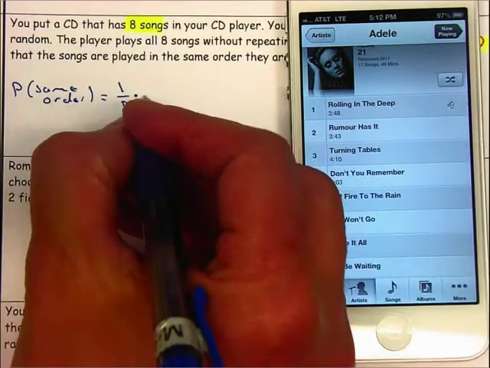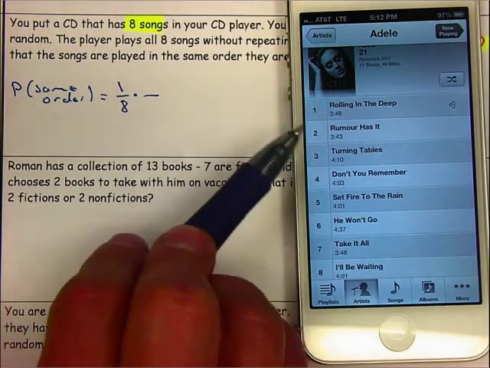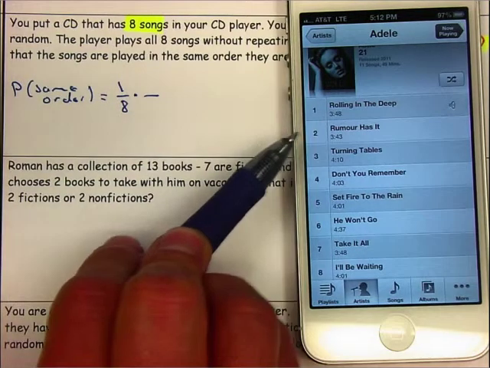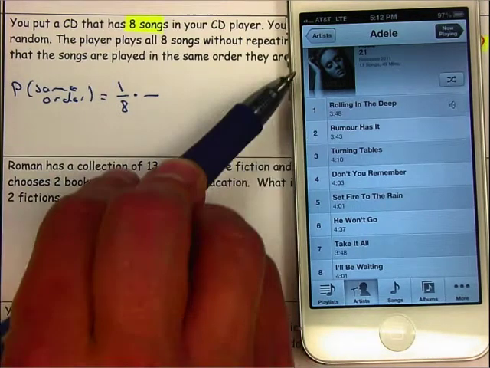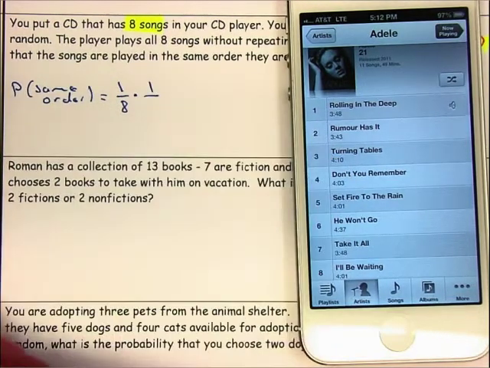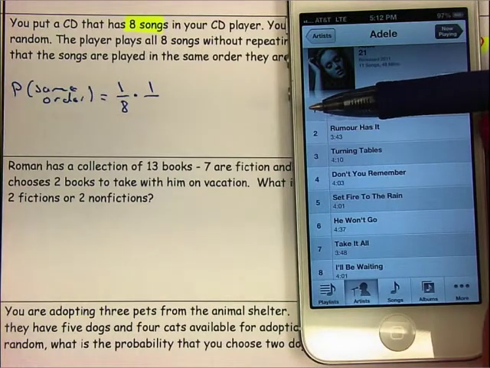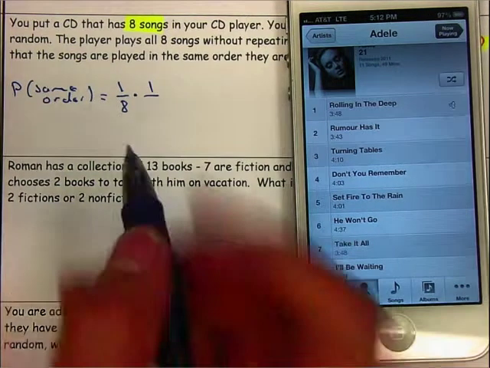The next one. Now remember, they cannot be repeated. So what's the probability that Rumor Has It gets played next? How many Rumor Has It are there? 1. How many songs are available? Remember, this one is no longer playable. So how many of them are available now? 7.